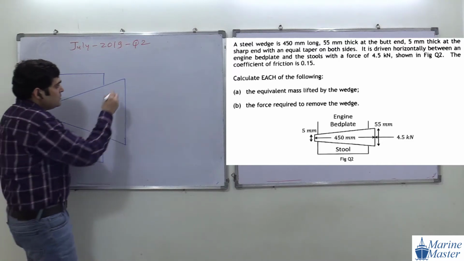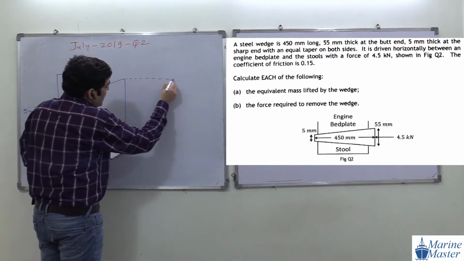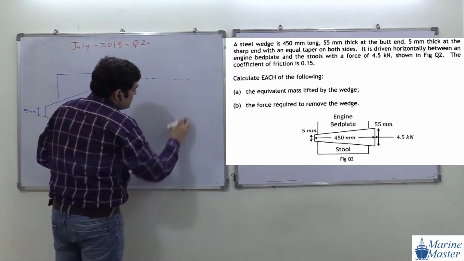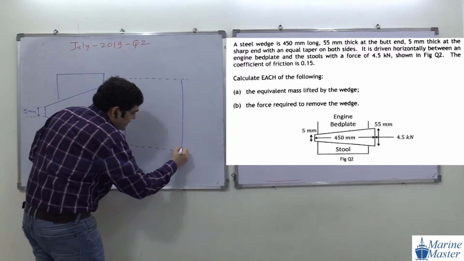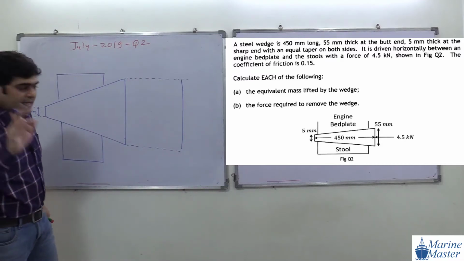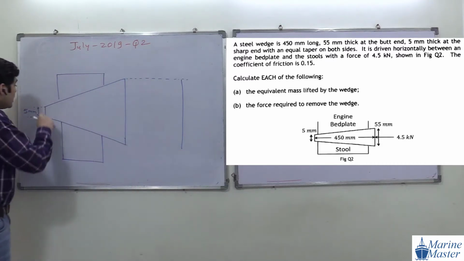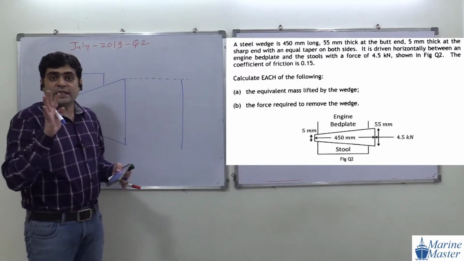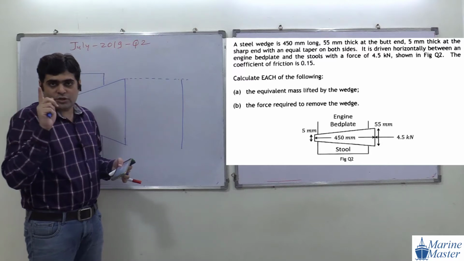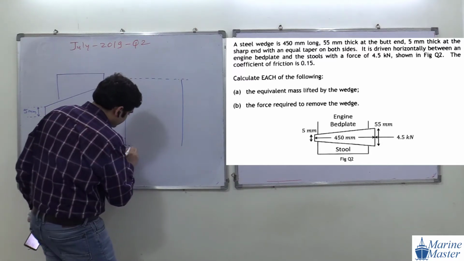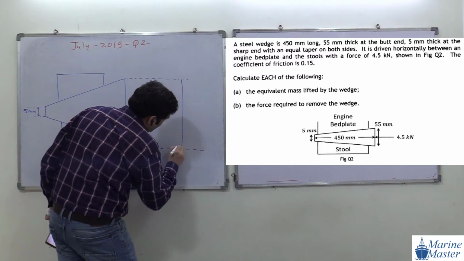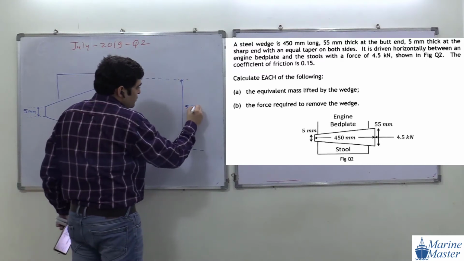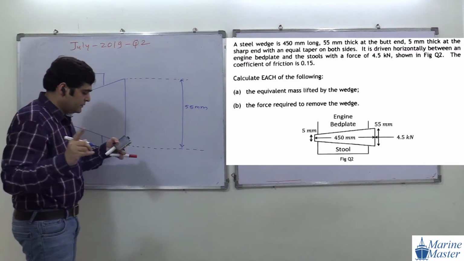Then what about this one? This much they have given us. This is the butt end. How much is the butt end? 55 mm. And guys, this drawing is not to scale. Otherwise you will say, sir, this 5 mm is bigger and this 55 mm is not to this. So initially I am saying this drawing is not to scale. So this will be 55 mm. Check it, guys, everyone.